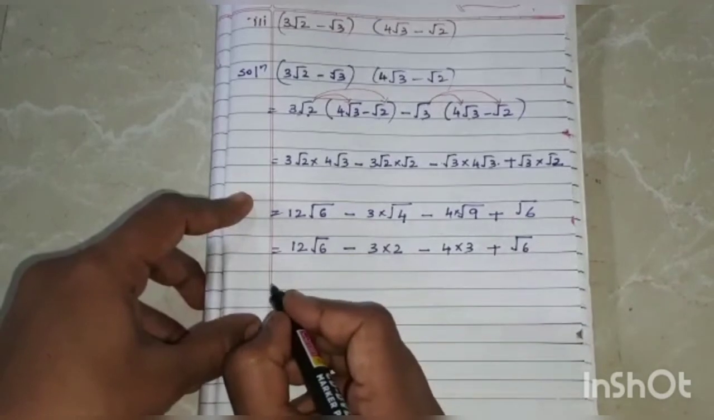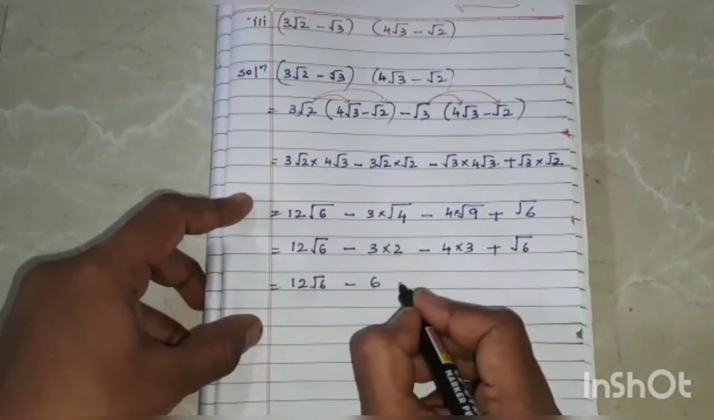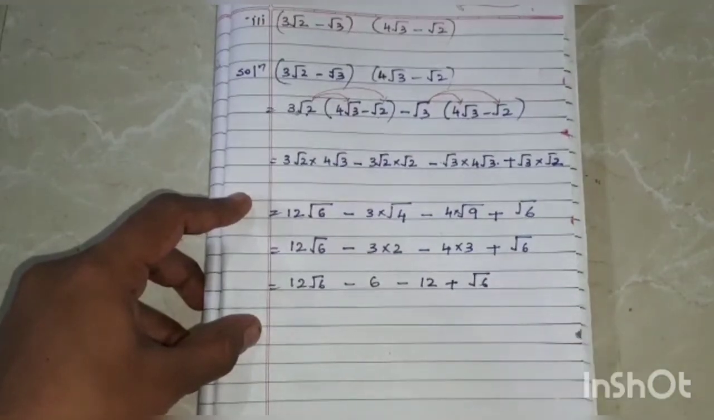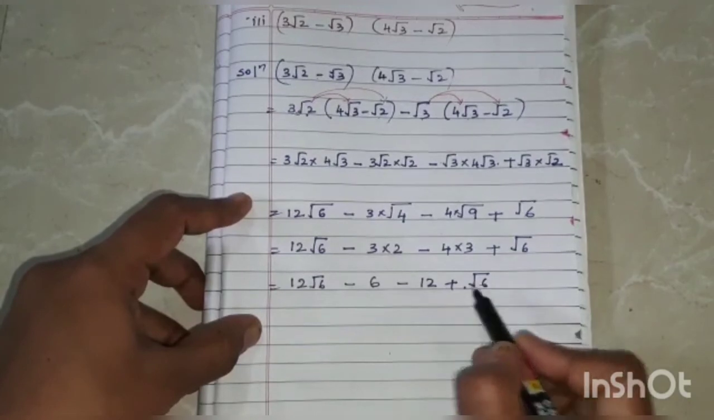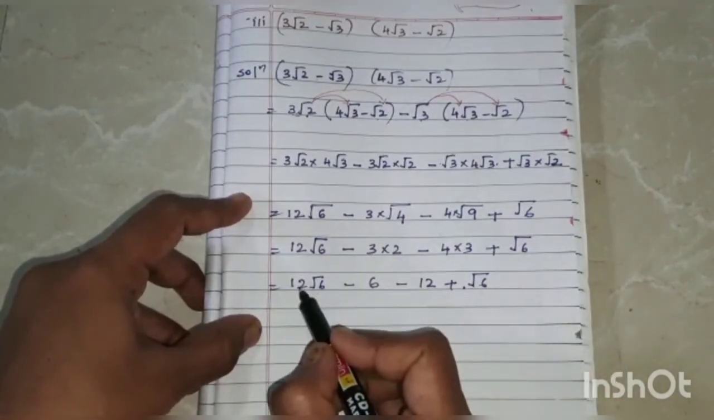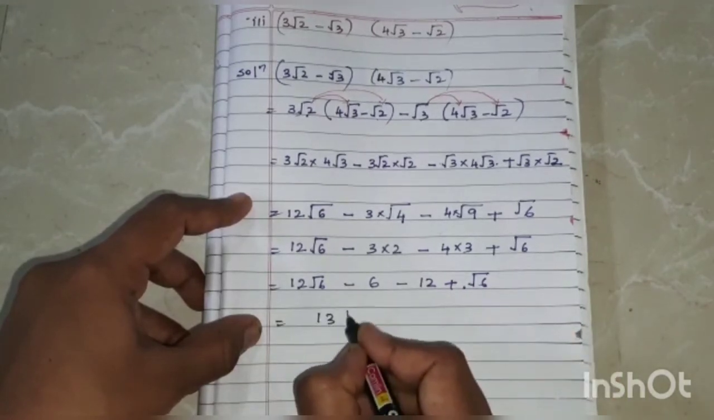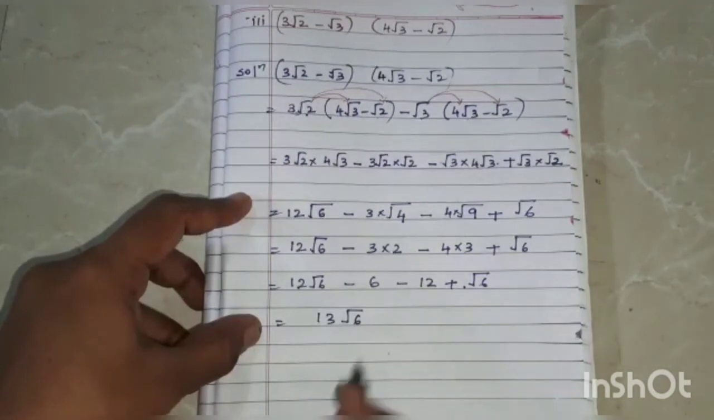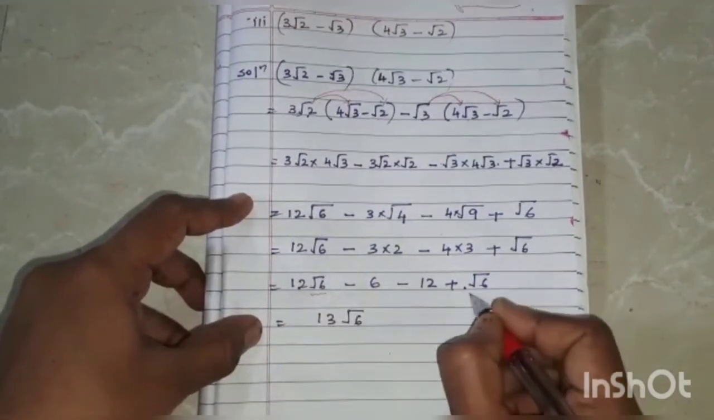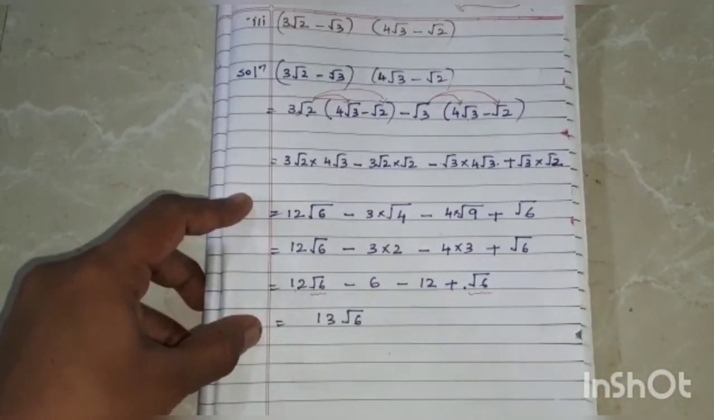Now children, again what we have to do? 12 root 6 minus 6 minus 12 plus root 6. Now you can see children, here we have coefficient 1, right? Here we don't have anything, but here the coefficient is 1. Here the coefficient is 12. So 12 plus 1 root 6 is how much children? It is 13 root 6. Here you can see these are like terms. So 12 root 6 plus 1 root 6 is 13 root 6.